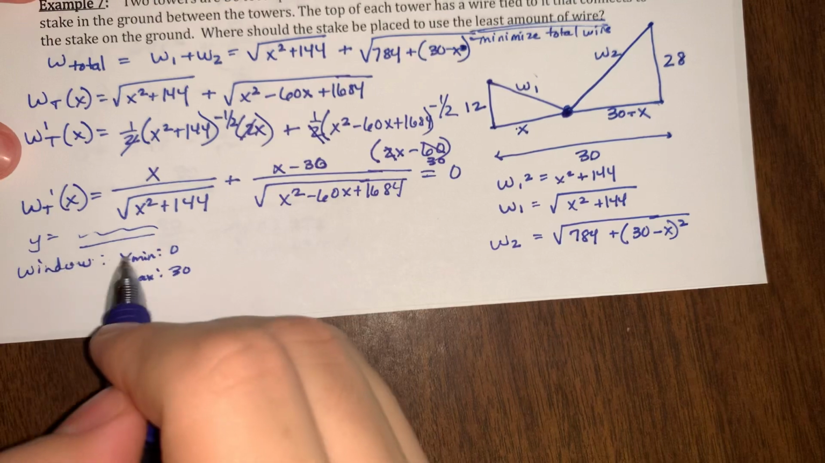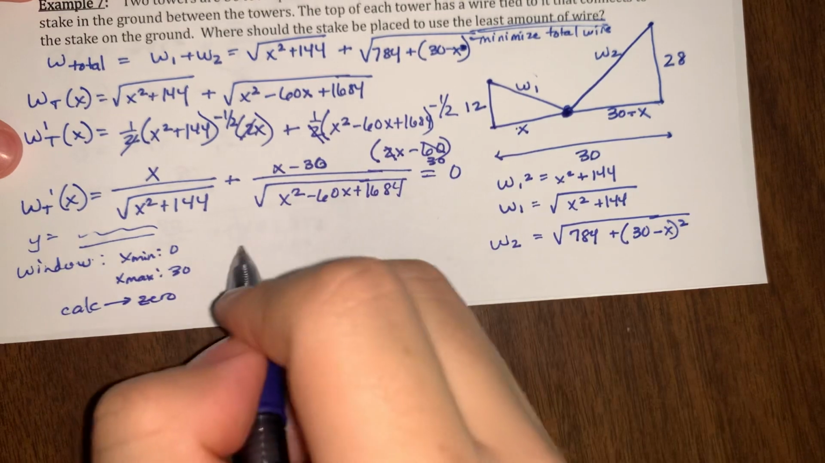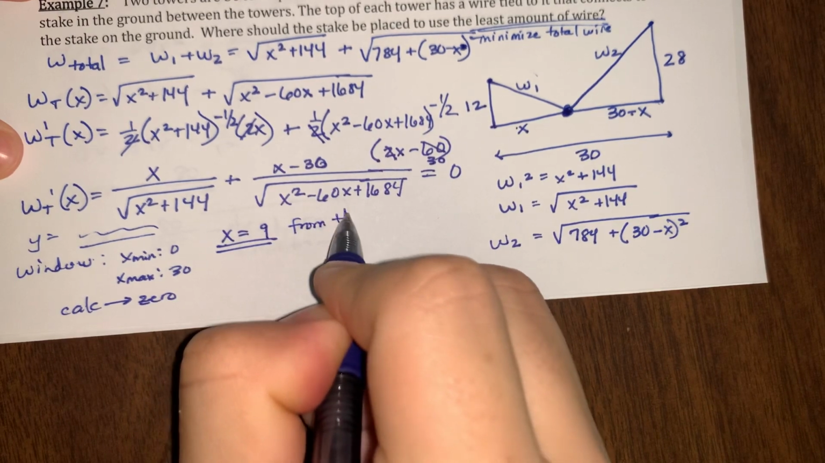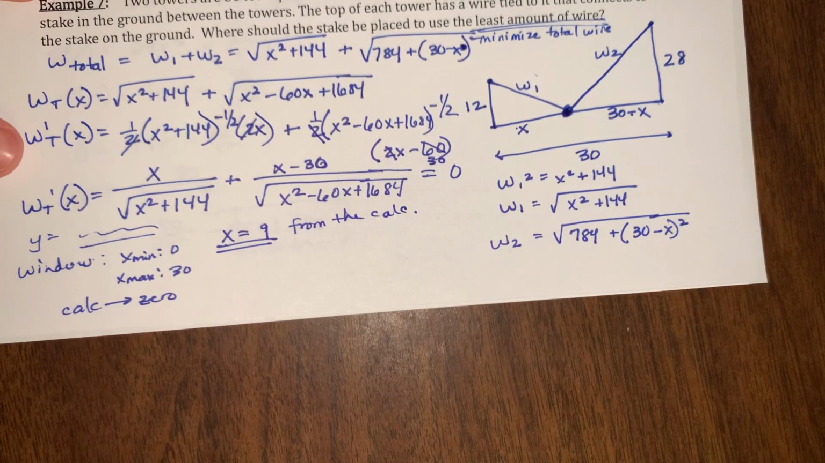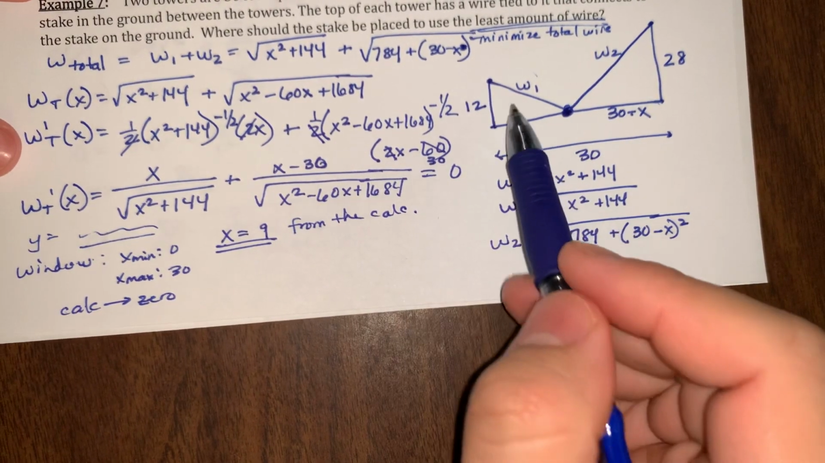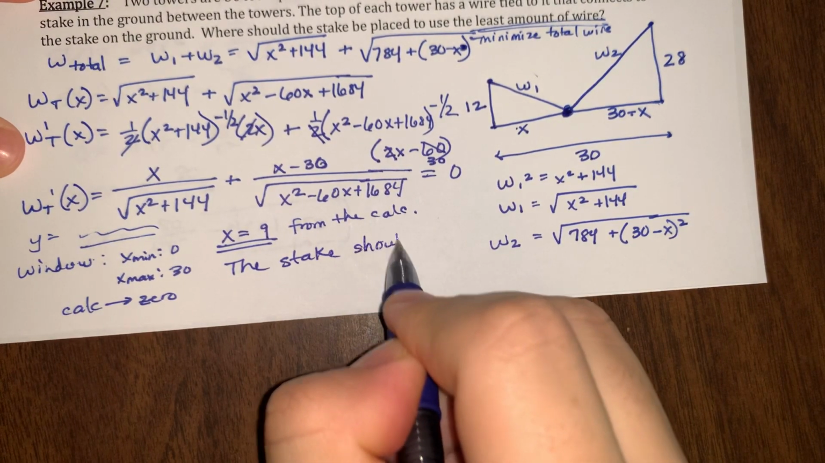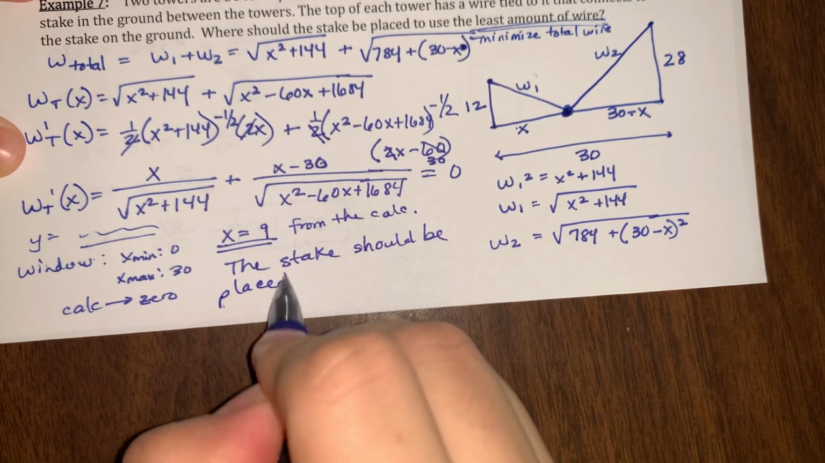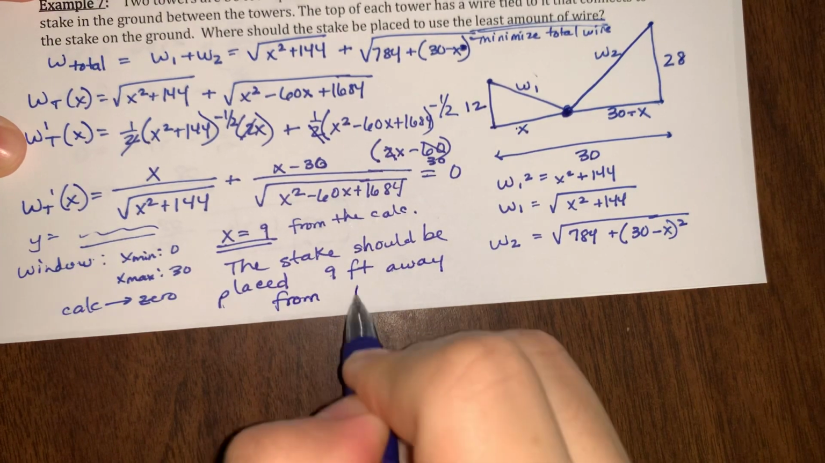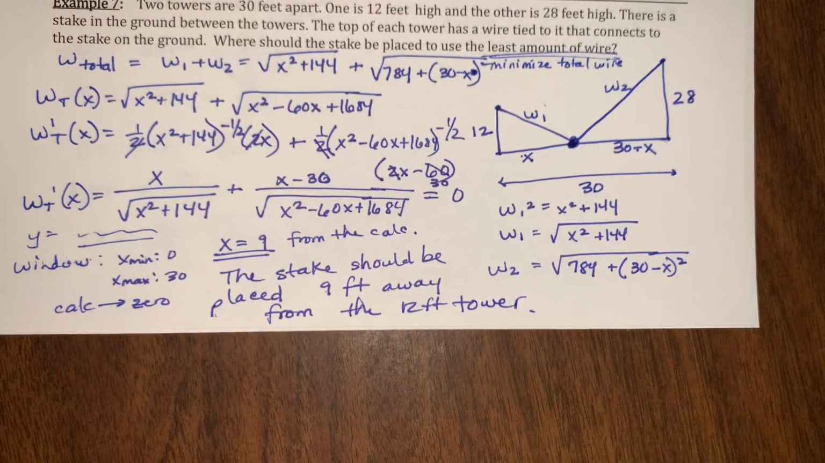So if you plugged all of that into your calculator and then found the zero value, because we're setting this equal to 0, the only value you should have gotten was x is equal to 9. So that came from the calculator. All right, hopefully by now you know how to do that. So if we put that in context, in reference to this tower, the stake should be placed 9 feet away from that 12-foot tower. All right. So there you go.